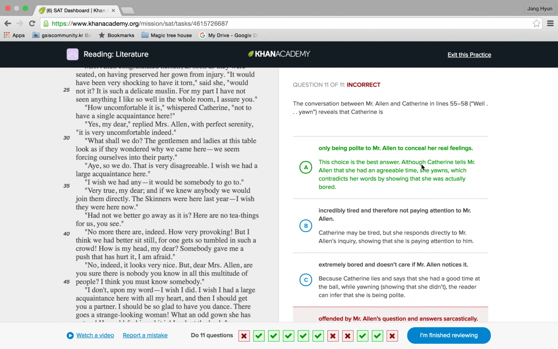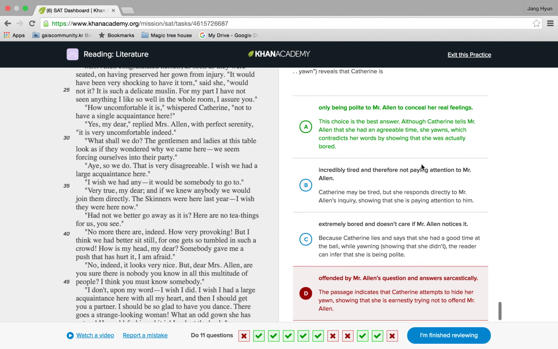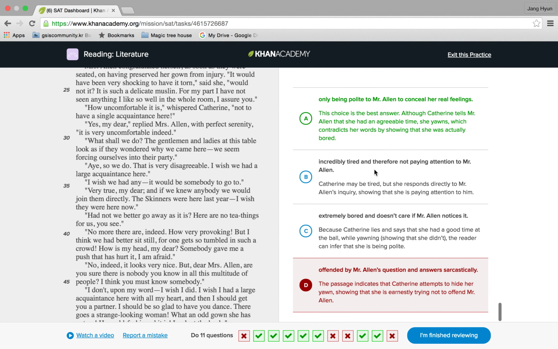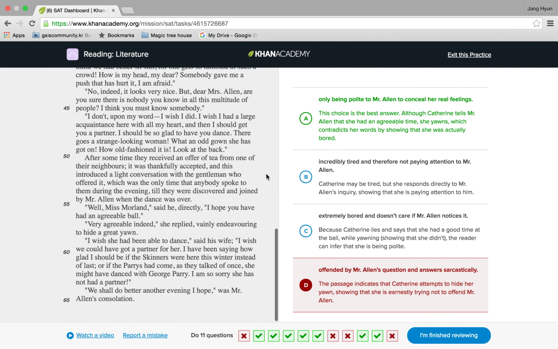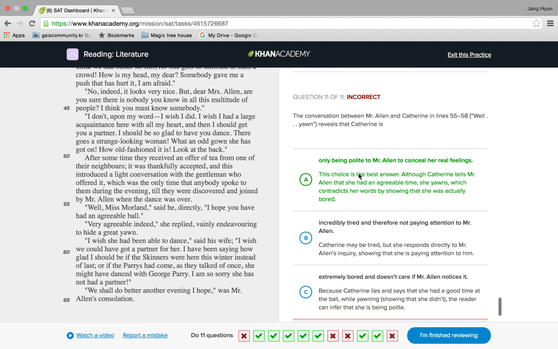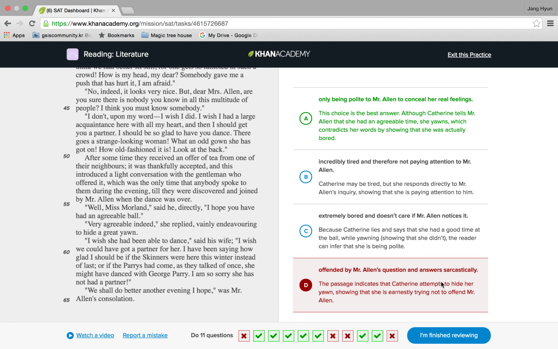Now, last one. What's this? Only being polite to Mr. Allen to conceal her real feelings. Why isn't this wrong? The passage indicates that Catherine attempts to hide her yawn, showing that she is earnestly trying not to offend Mr. Allen. Yeah, but it could be this. She's answering sarcastically, but I guess she's not really offended. She just finds that amusing.